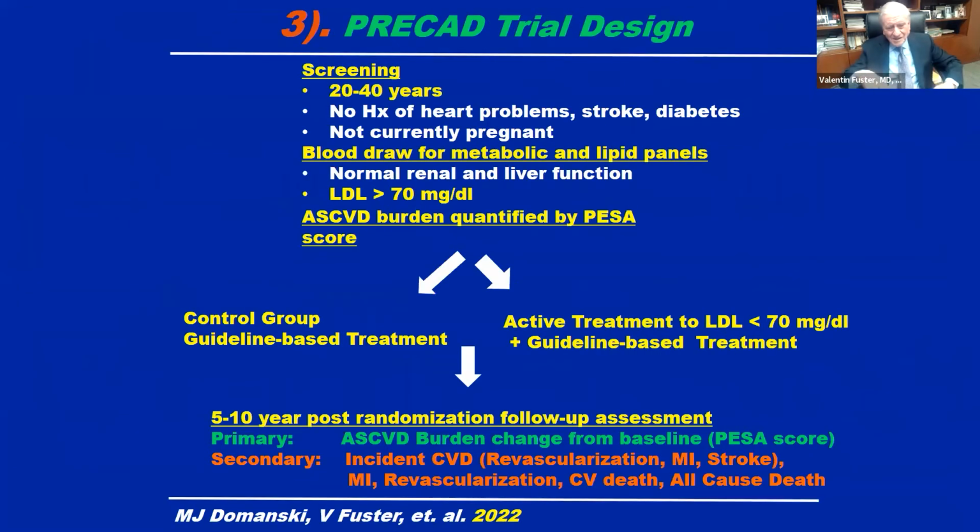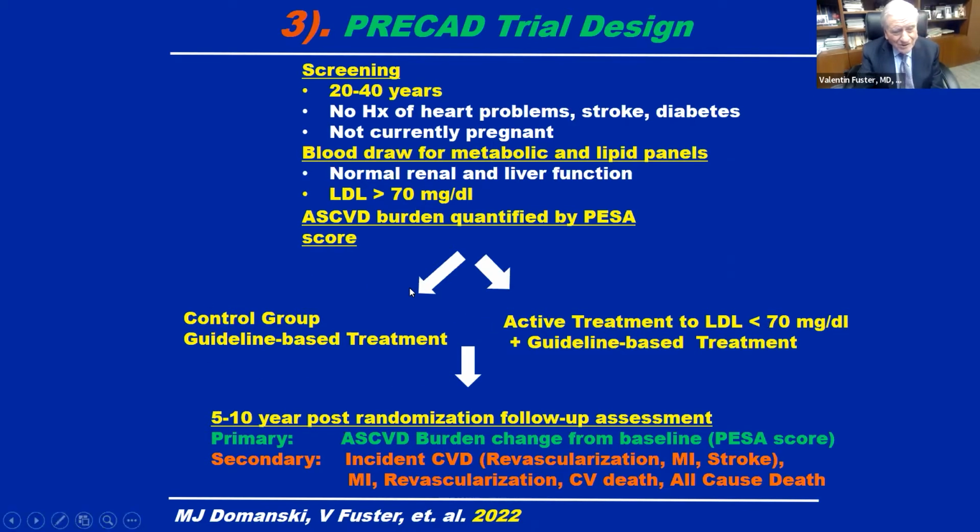Having said this, we now develop the first study that is going to be a randomized study in young people, the PREVENT trial design, in which we have people between age 20 to 40 years, we draw their blood, and then we look at the lipid profile. We consider it abnormal if it is more than 70 milligrams per deciliter. And then randomization between active treatment to lower the LDL to less than 70, and the control group, just guidelines. The guidelines in young people is to correct risk factors. There's not much there, unfortunately.